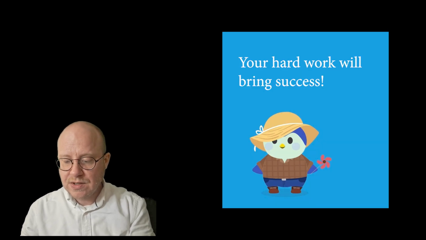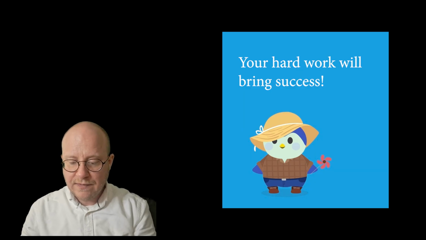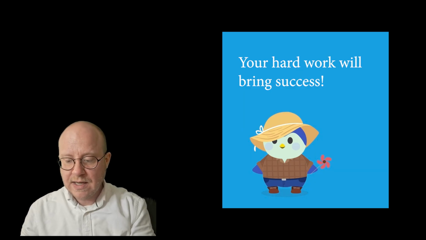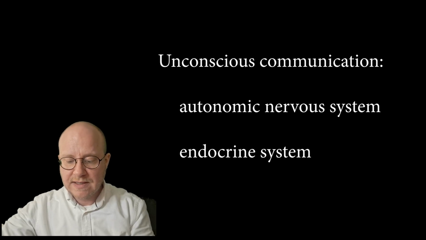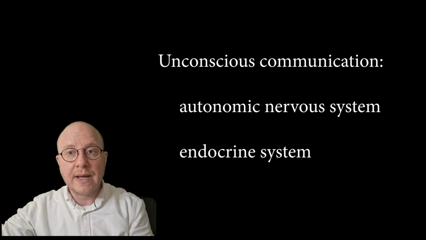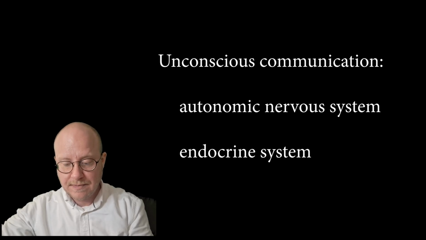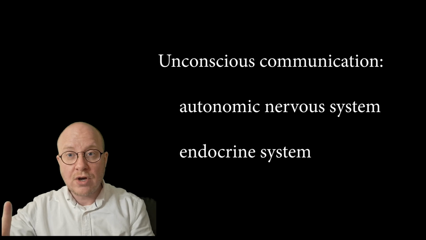Sometimes the communication is by the nervous system, and often we have no idea that the communication is actually occurring. The part of your nervous system that communicates with your body tissues without your conscious knowledge is called your autonomic nervous system. ANS, autonomic nervous system. Careful, it's not automatic, it's autonomic.